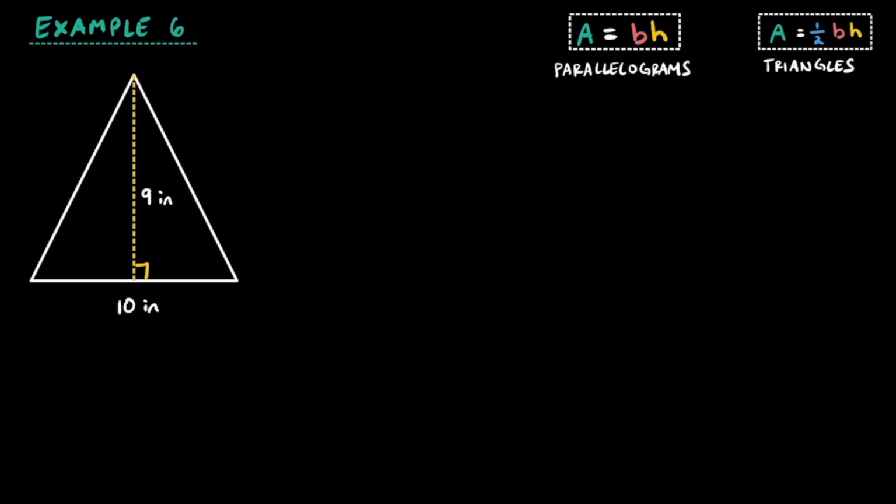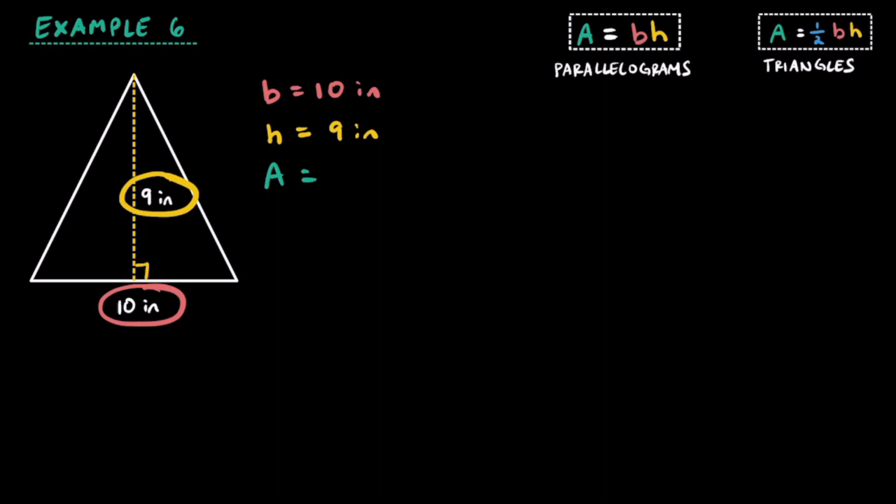In example 6, let's try finding the area of a triangle. It looks like we're given the length of the base, so down here, this 10 inches, we can say that b is equal to 10 inches. And then this 9 here looks like it's the height, so we can say the height is equal to 9 inches. Let's go ahead and see if we can find out what the area is.